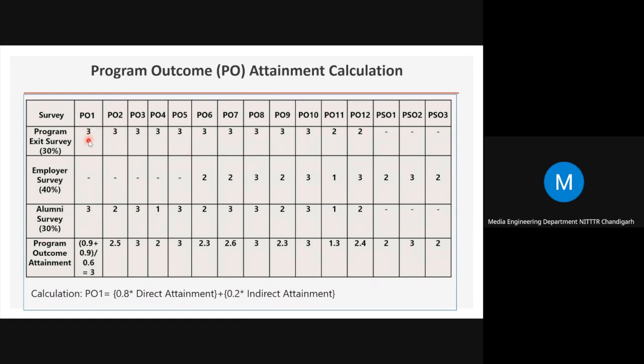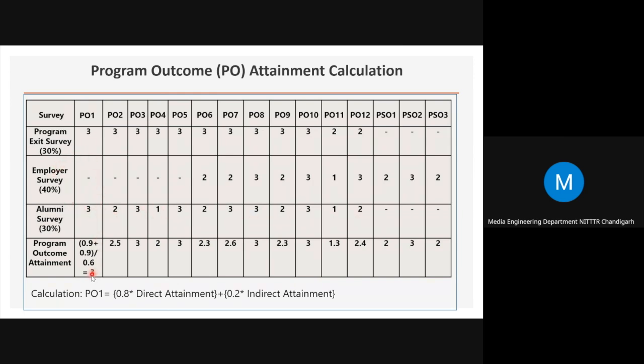So PO1 has been achieved as 3 from the program exit survey. PO2 has been attained as 3 again. So here we can see the PO-wise attainment from the program exit survey. Similarly, we can see the PO-wise attainment from the employer survey. Then these are the PO-wise attainments from the alumni survey, right?